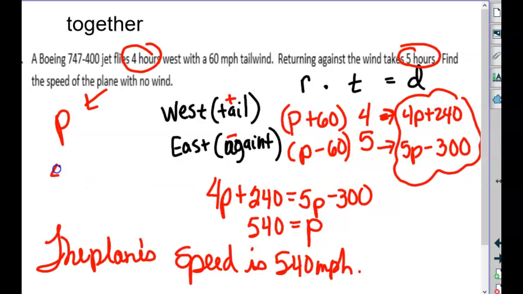We could have written it this way. 4 times p plus 60 equals 5 times p minus 60. Does that make more sense, Martin? You okay?